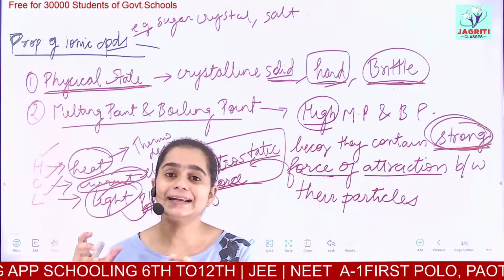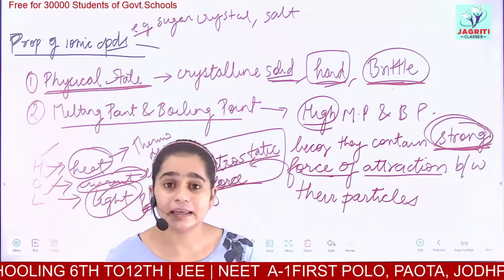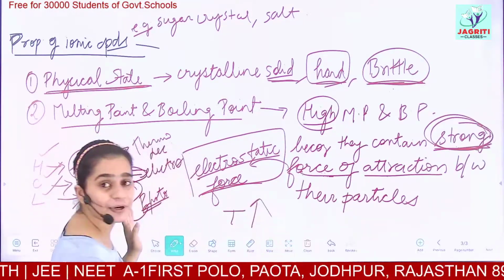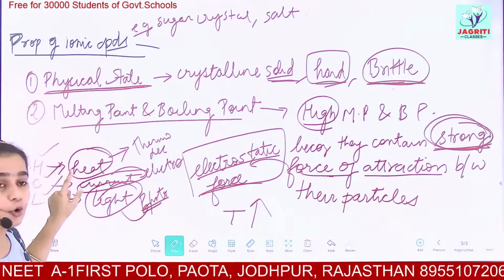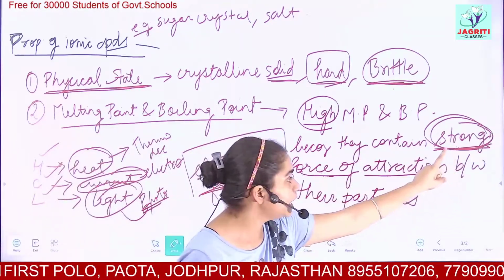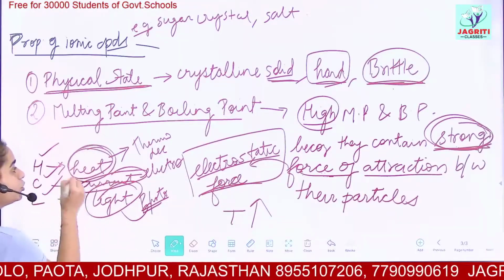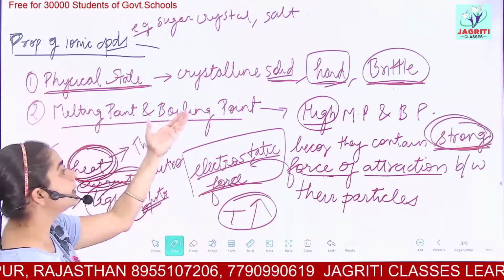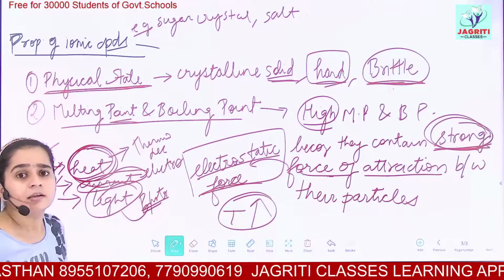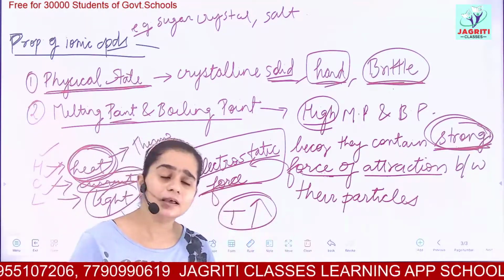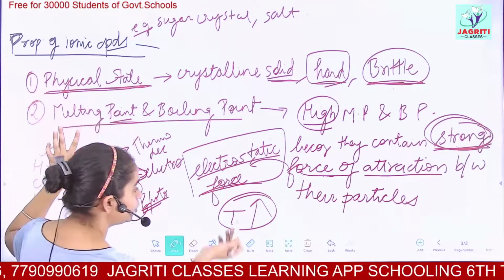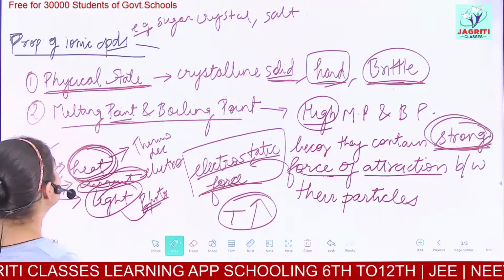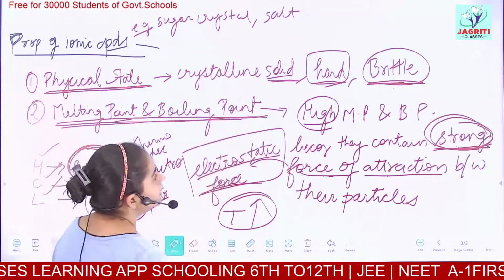To break strong forces, you have to supply a lot of heat. And if you provide more heat, what would increase? The temperature will increase. To break the strong forces, you supply a larger amount of heat, and this heat works to increase the temperature. The melting point is the value of temperature at which a solid melts. So its melting point would be high, because the heat is increasing the temperature. So we have high melting and boiling points in ionic compounds.